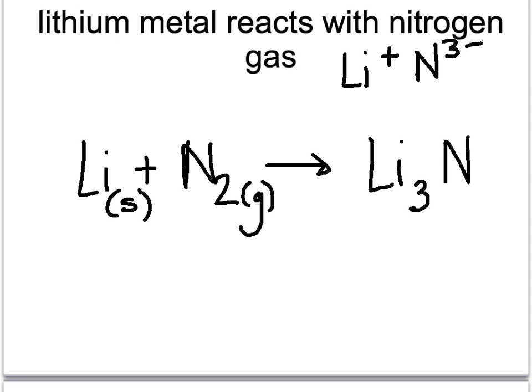Now we need to balance. So we've got 3 lithiums on the right. To get 3 on the left, we put a 3 there. 2 nitrogens, so we need a 2 in front of here. That throws our lithiums off, so we're going to go back and have to change. And so we have 6 lithiums now, so we need to put 6 there. Now it's balanced.